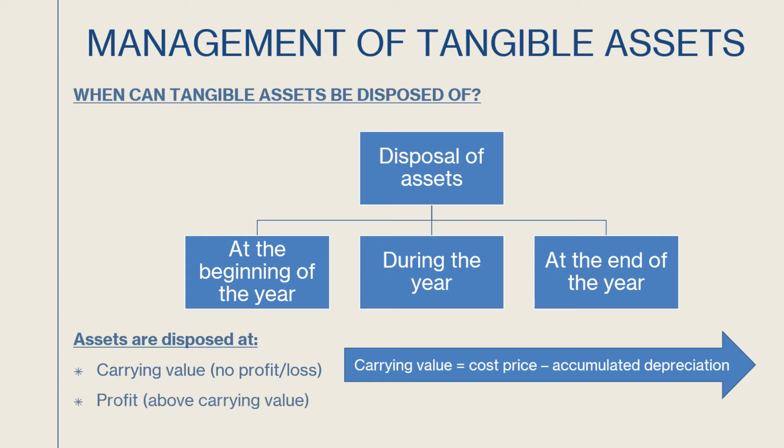Then if we are lucky, we can also sell an asset and make a profit. If the money that we receive for the asset when we sell it is higher than the carrying value, we will realize a profit. And when the price that we receive for the asset when we dispose of it is less than carrying value, then we are selling the asset at a loss. Obviously, we don't want that. We would rather have a profit.